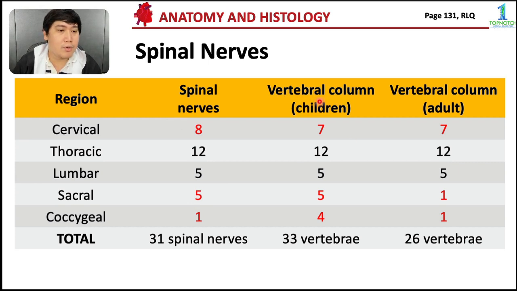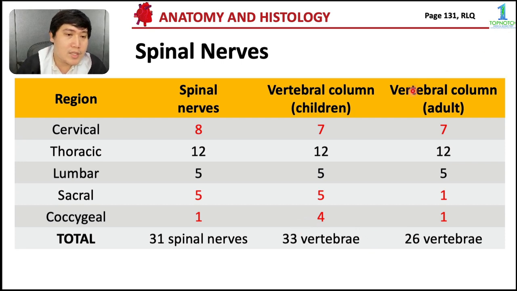In your vertebral column, in children, you have 7, 12, 5, 5, 4. You only have 7 cervical vertebrae. In contrast, your spinal nerves number 8. So in children, 7 cervical, 12 thoracic, 5 lumbar, and then 5 sacral, initially not yet fused, and 4 coccygeal, again initially not yet fused. In total you have 33 vertebrae.